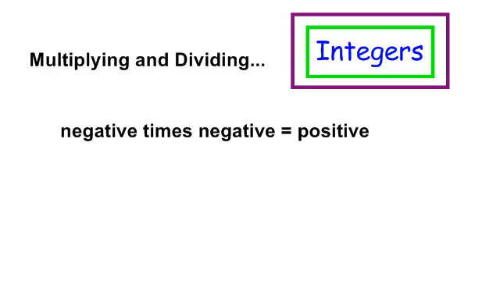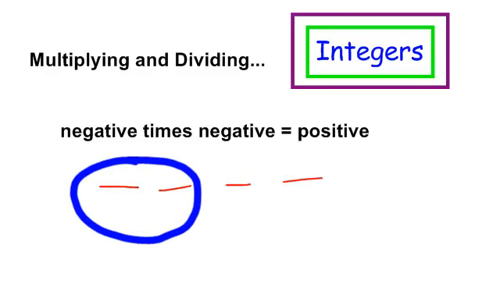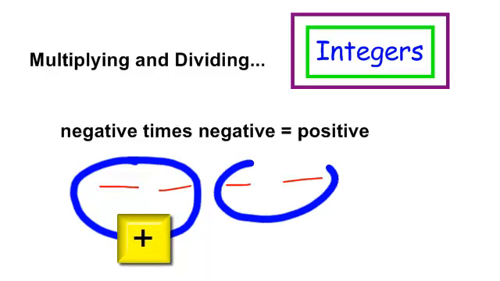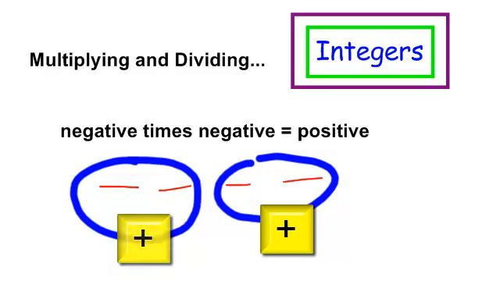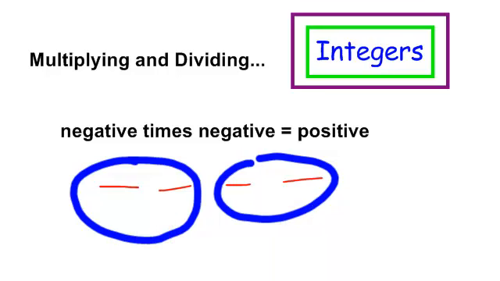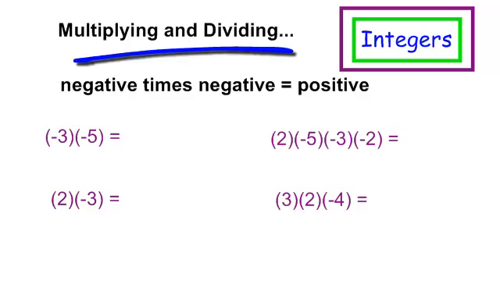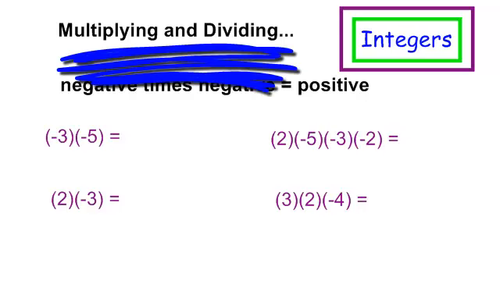In fact, if I have four negatives, so if I had a negative times another negative times another negative times another negative, well, this negative times a negative is a positive. This negative times a negative is a positive. My final answer will be positive. Okay, so let's try to do a few problems. Now remember, we're just multiplying.